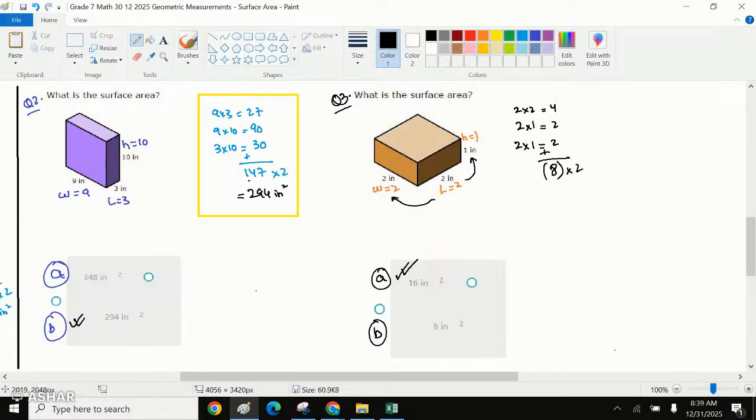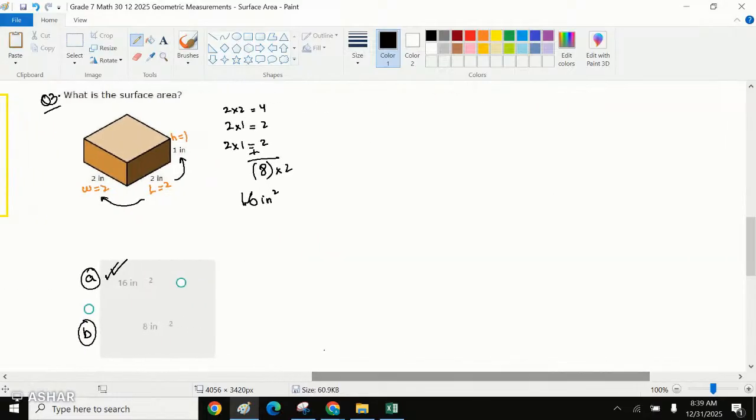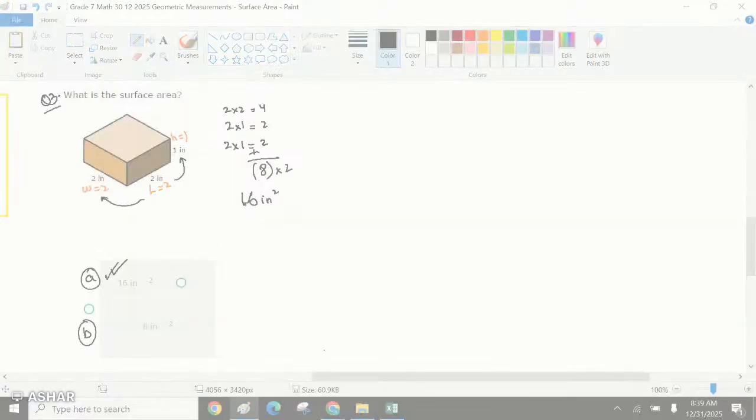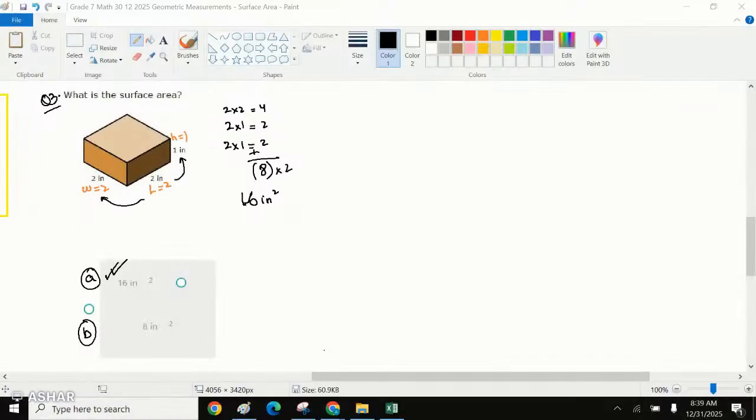Okay, let's click on option number 1. Thank you so much, Prem. So option number 1 comes out to be 16 inches squared. Very good. For the next question, they made it exactly the same question, the only difference is the dimensions have been made a little difficult.